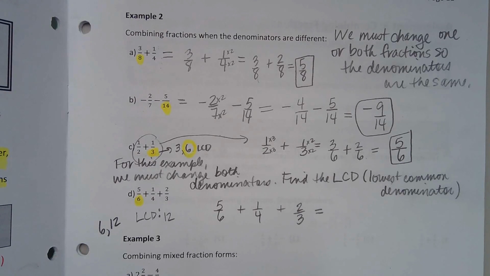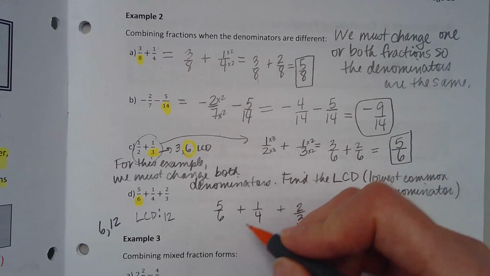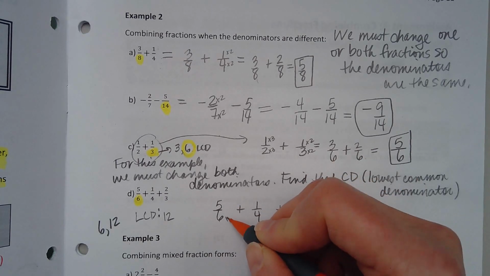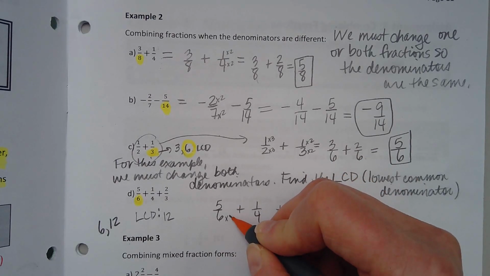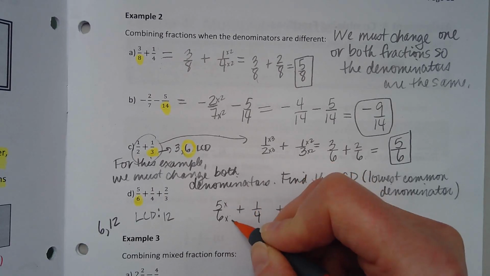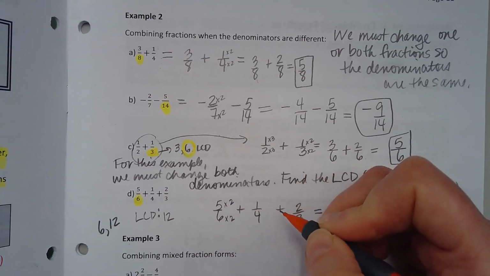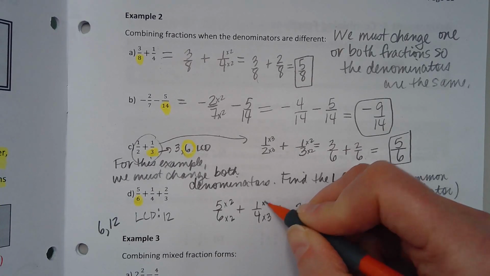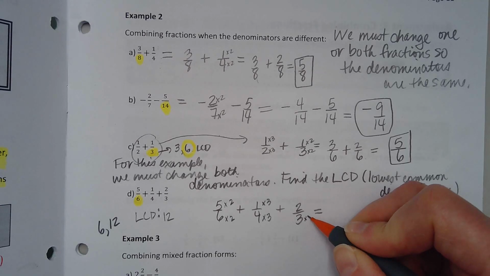Anyone want to be brave and tell me your answer? 9 over 12. Oh, you went to 12? Yeah. Oh, sorry, never mind. Yeah, of course you did. Who else agrees with 9 over 12? Sorry. Okay, let's see. Sorry, I had a brain lapse there for a sec. Okay, so multiplied by 2s? Yes. Multiply by 3s. Multiply by 4s.